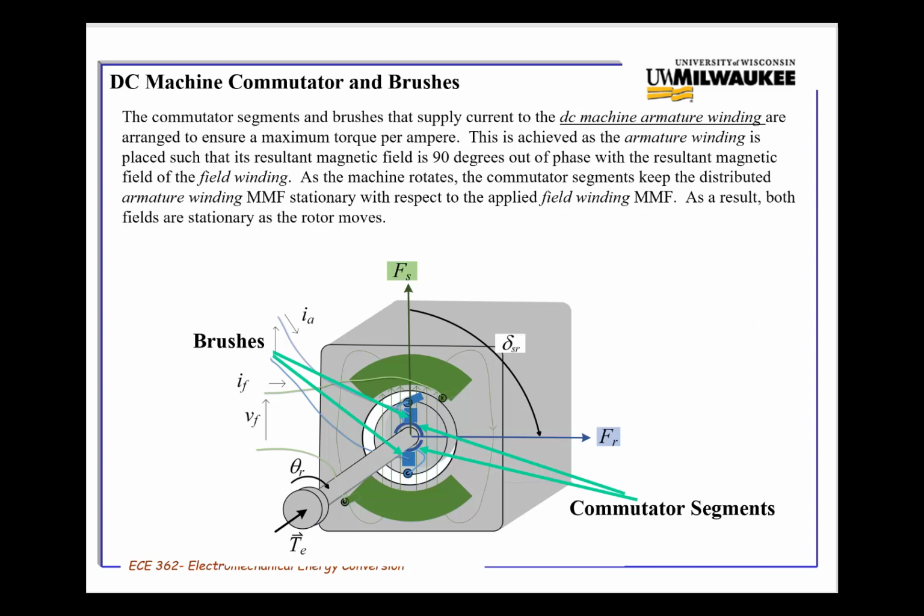Okay, so we talked about the commutator brushes, and I encourage you to go back and look at the recorded lectures if you don't understand this. Again, this concept will be on the final exam. The DC machine has a mechanism that gets the current into the rotor. The commutators and brushes really do a number of things. They get the armature current onto the rotor.